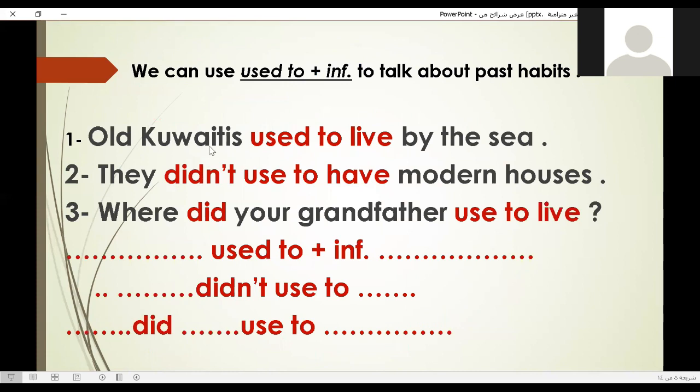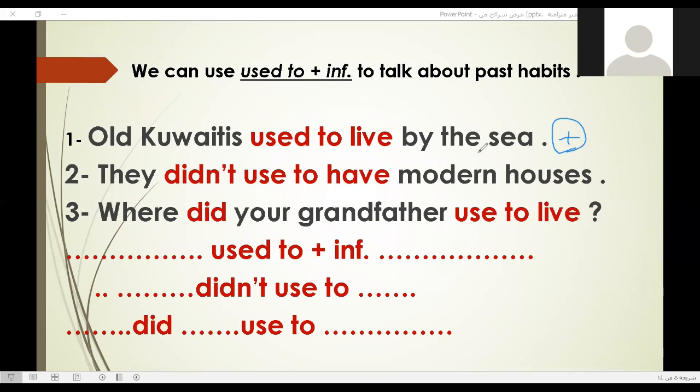Here we have the rule of using used to plus infinitive. Can you read the example, please? Old Kuwait, we can use used to talk about past habits. Here, number one. Okay. Old Kuwaitis used to live by the sea. So here is the affirmative form of used to.